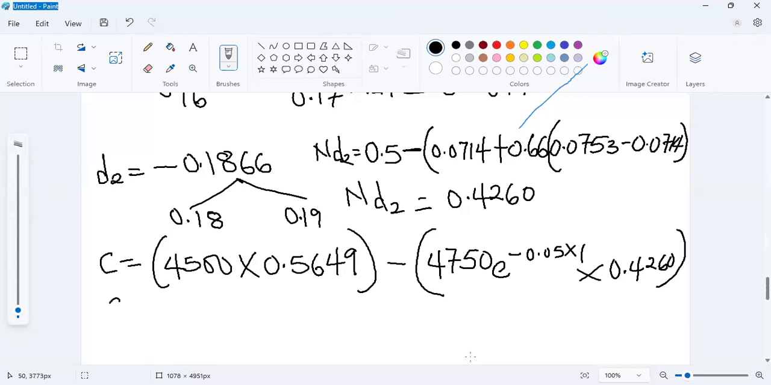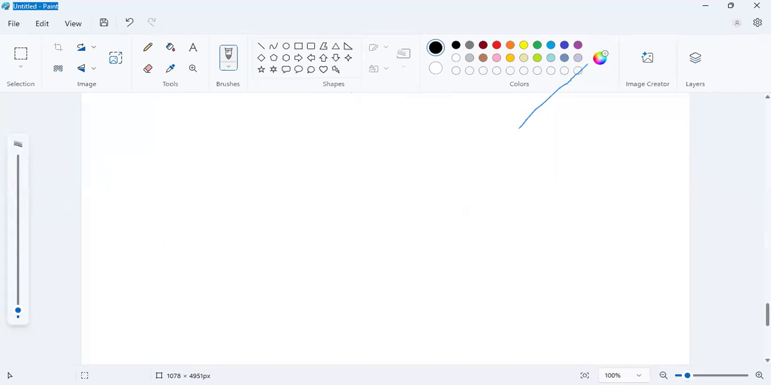What did you get? I got 617.237. Correct. 617.237. That is the value of the call option. Then the last step is the addition of step 1 and step 2.